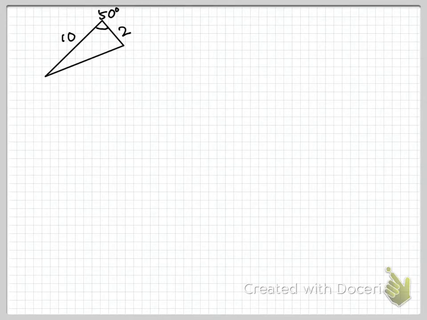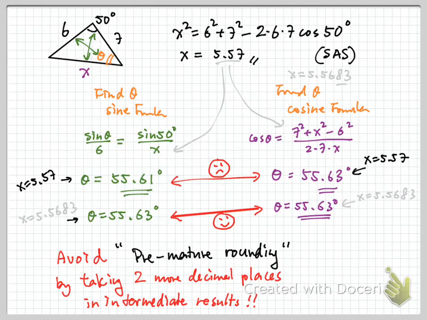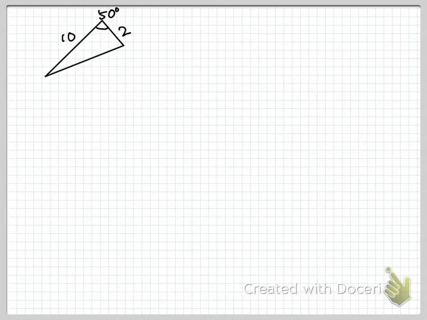Now let's look at another example, alright? This one is almost exactly like the previous one, right? Only that I changed some of the numbers. So once again, I want to do the same thing. I want to find this line x, and I want to find this angle theta, alright?